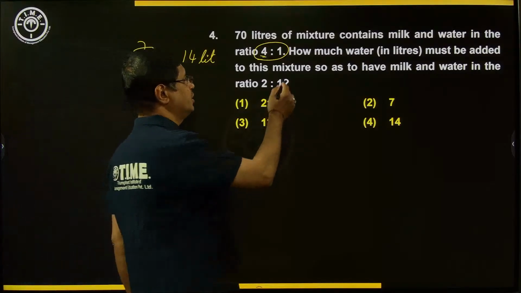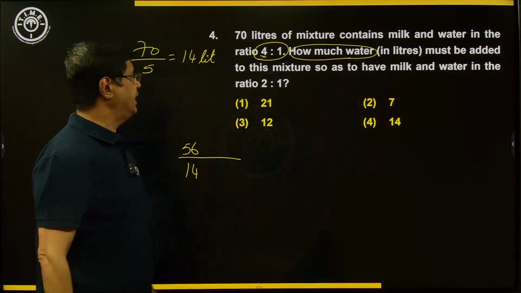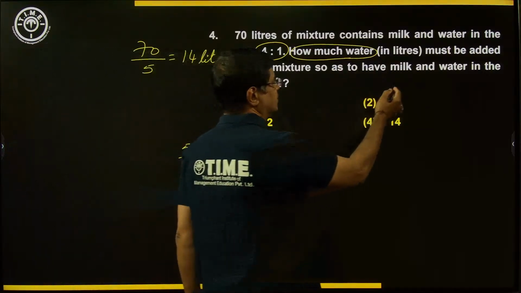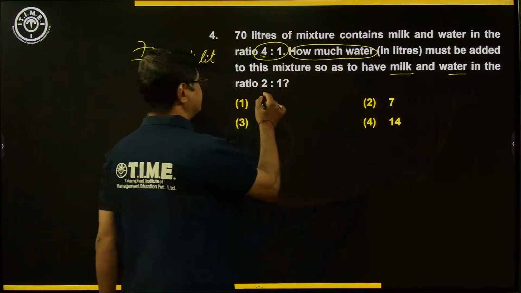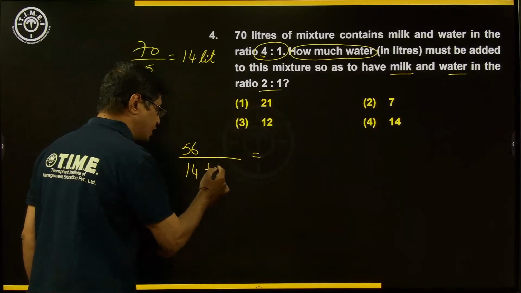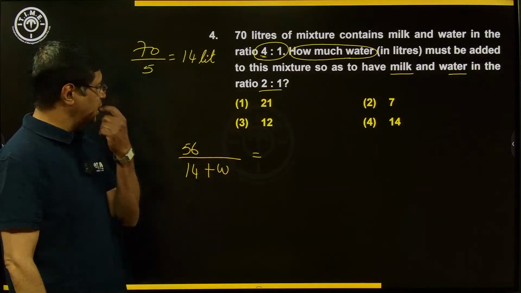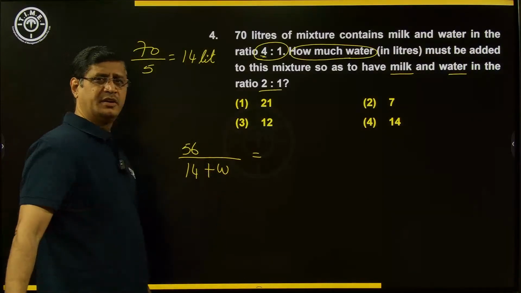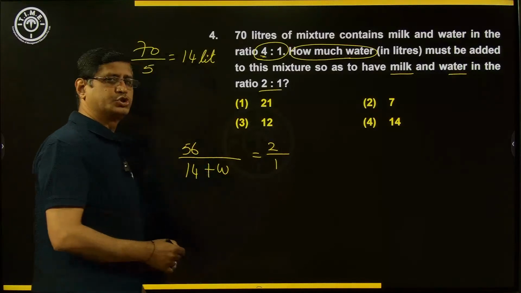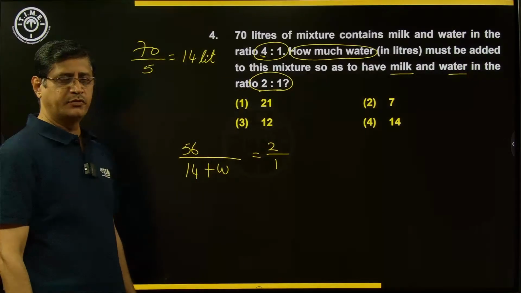Now continue the question. How much water in liters must be added to this mixture so that the milk and water content will be in the ratio 2:1. So here he is adding water. So how much water must be added? I am taking W liters. So what is the ratio? 2:1. 2:1 means 2 by 1. Now simplify this. Find out the value of W.